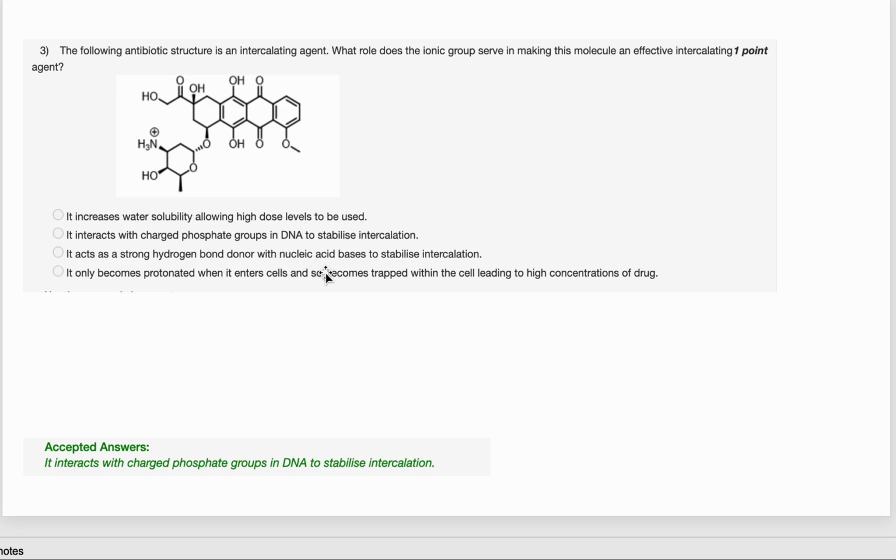And in case of C, no. If it was some acid group or something like that, we might have considered the third option. But here option B is more accurate, so B is the answer.